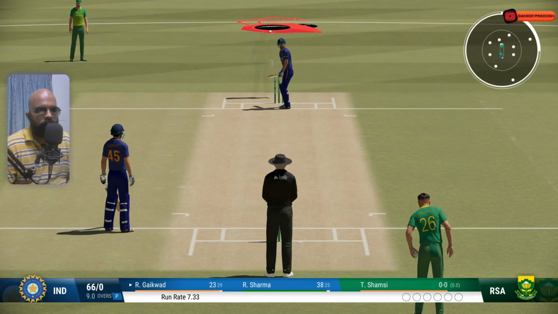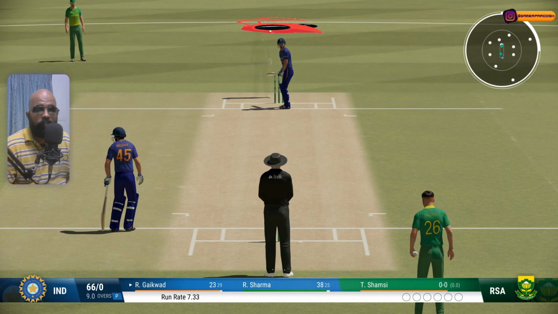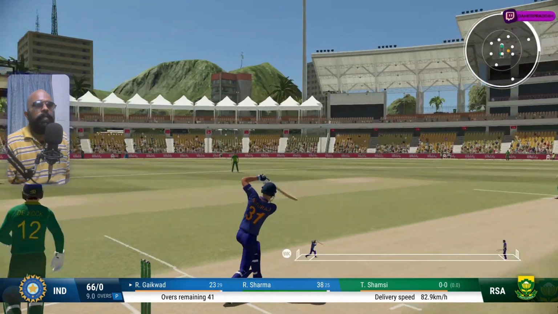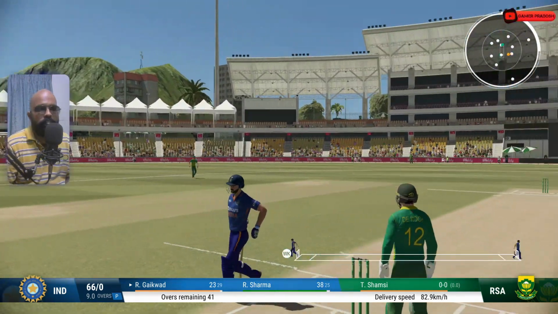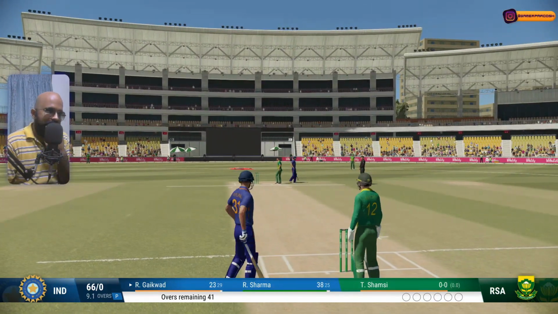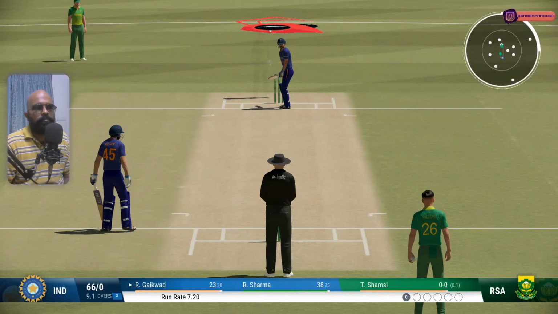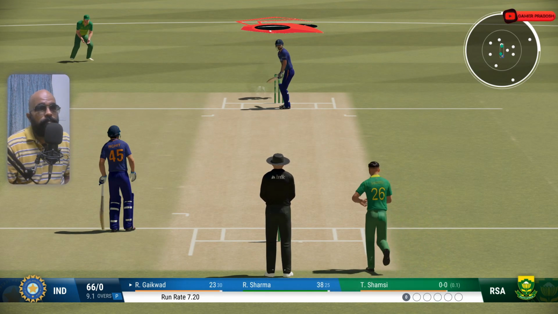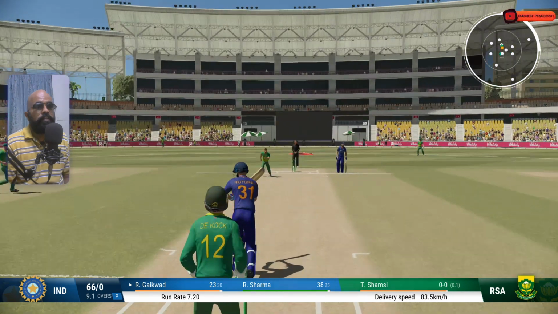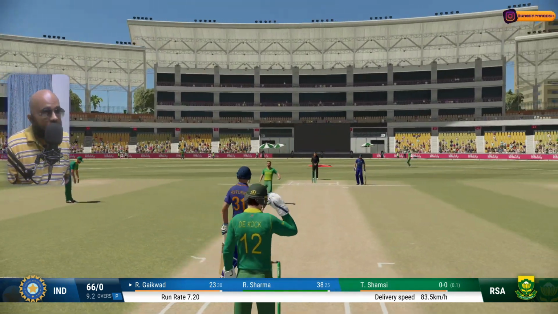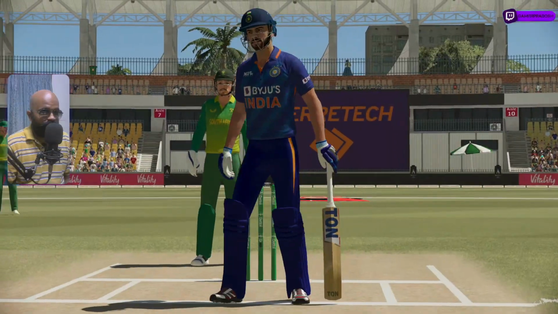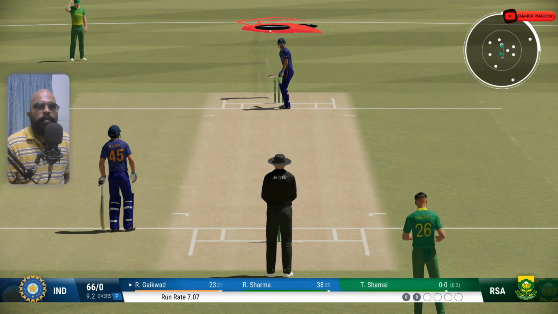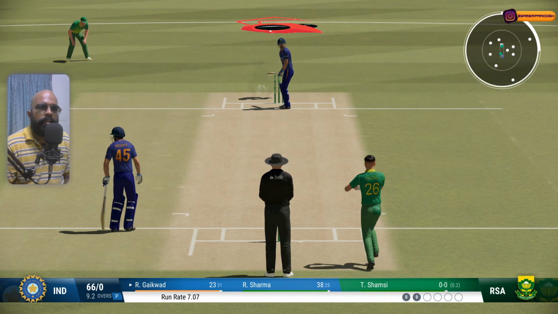Now the issue with this is, for spinners it's fine, totally fine. Like now spinner Shamsi is bowling in this camera angle, I will be able to play my shots and everything because the bowler is visible to me. But when it's a pace bowler, what happens? You can't see the bowler. When you can't see the bowler, you don't know when to get ready for the shot. And when that is not happening, how can you get the timing right is my only question. And that's the issue I have with this camera angle.